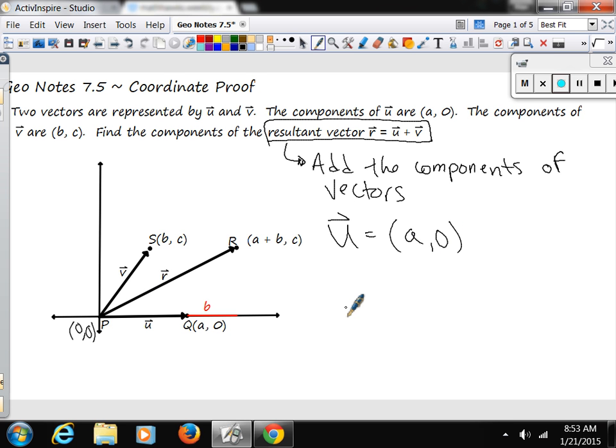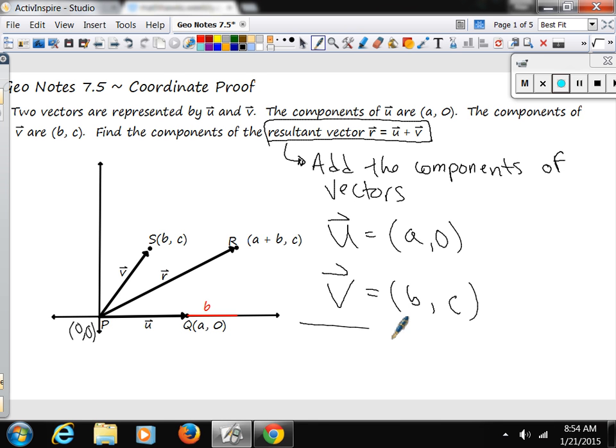Okay, so everybody's good there. We went over A amount, and then we didn't go up at all. We just stayed on the x-axis. Vector V, we went over B, and we went up C. We went over B, and we went up C. Whatever B was, it might be a 2, and then C might be a 4. We went over 2 and up 4. Whatever B and C were. We went over a B, and we went up a C.